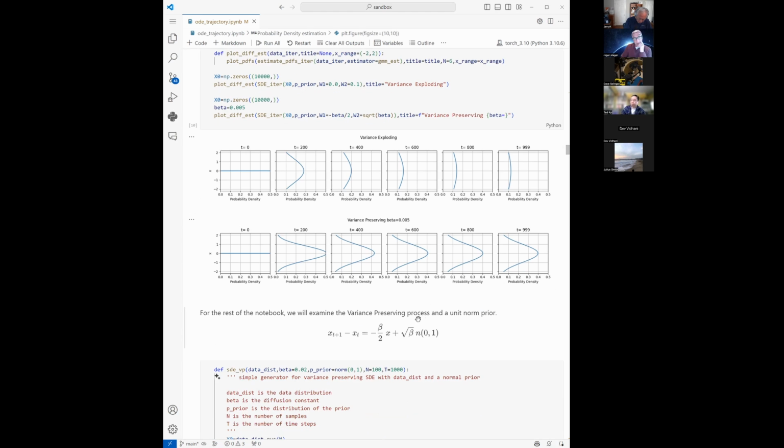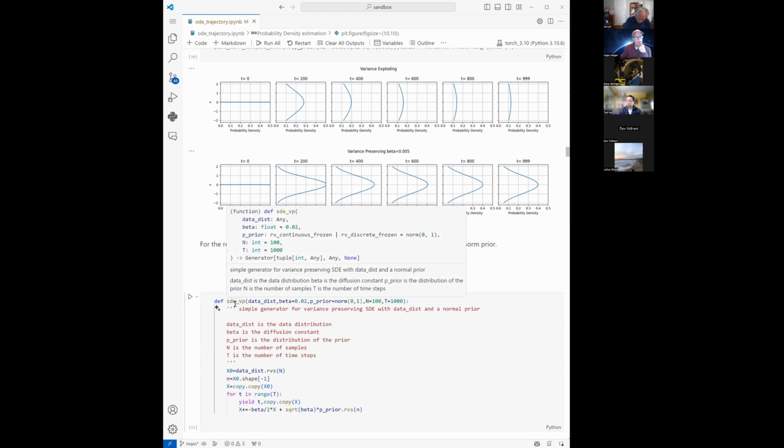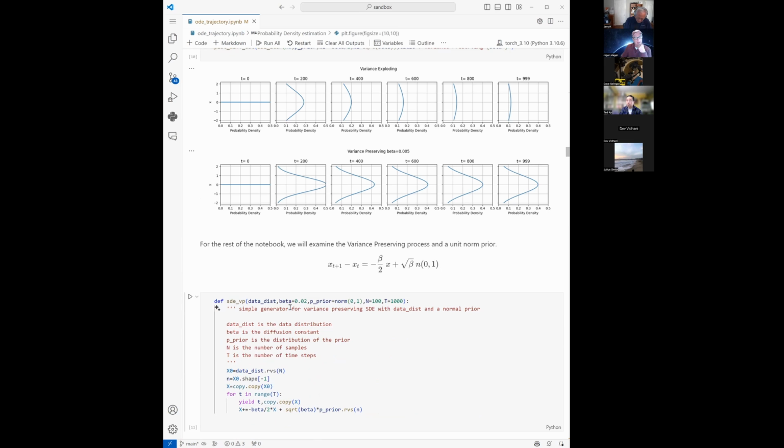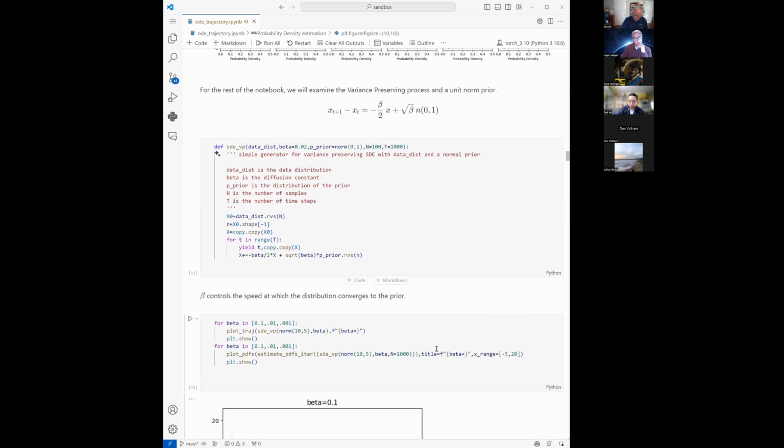From here on, I'm just going to use the variance preserving weights and a unit norm prior. I came up with an iterator here that basically does that. You set the beta, start the data distribution prior, the beta that you're using for this diffusion, and it'll iterate. It'll provide values, tuples of samples and time t.